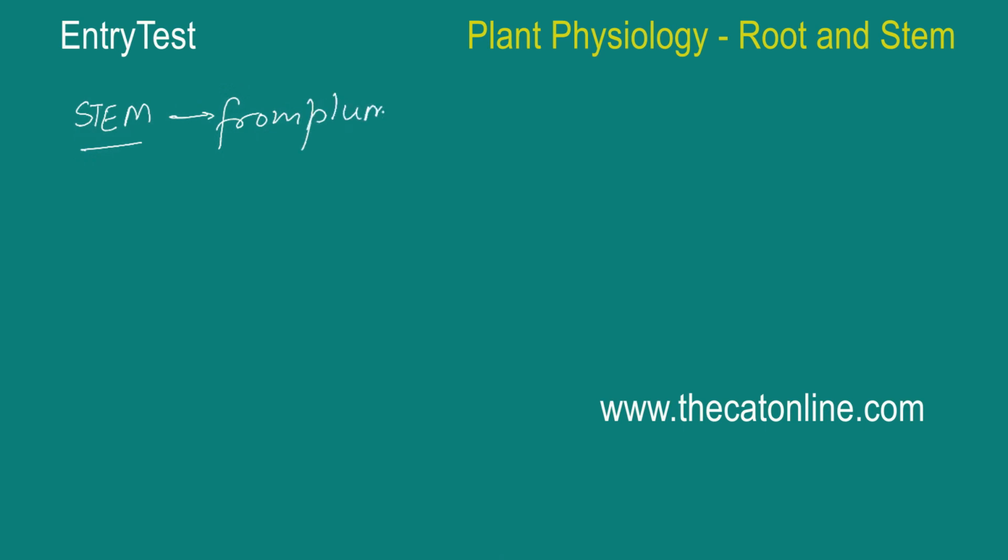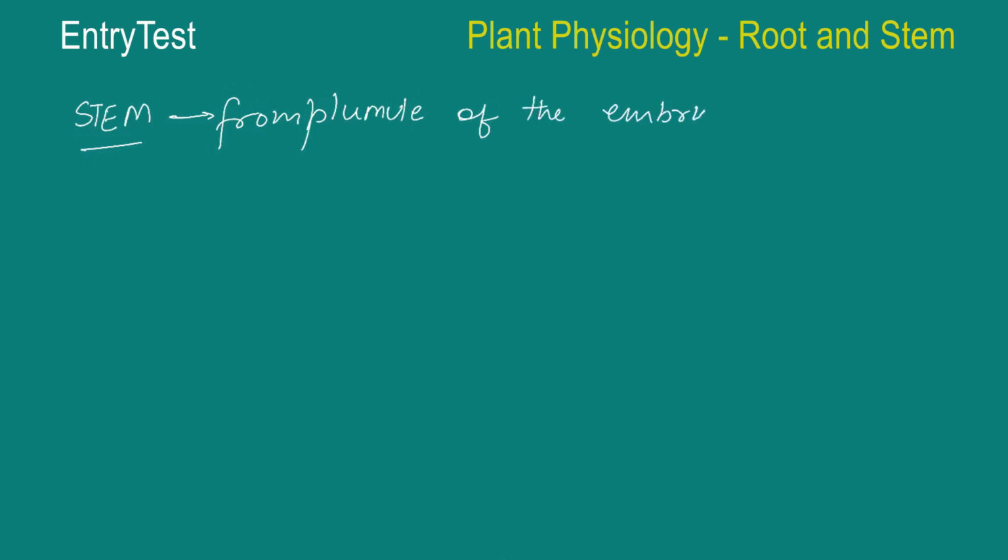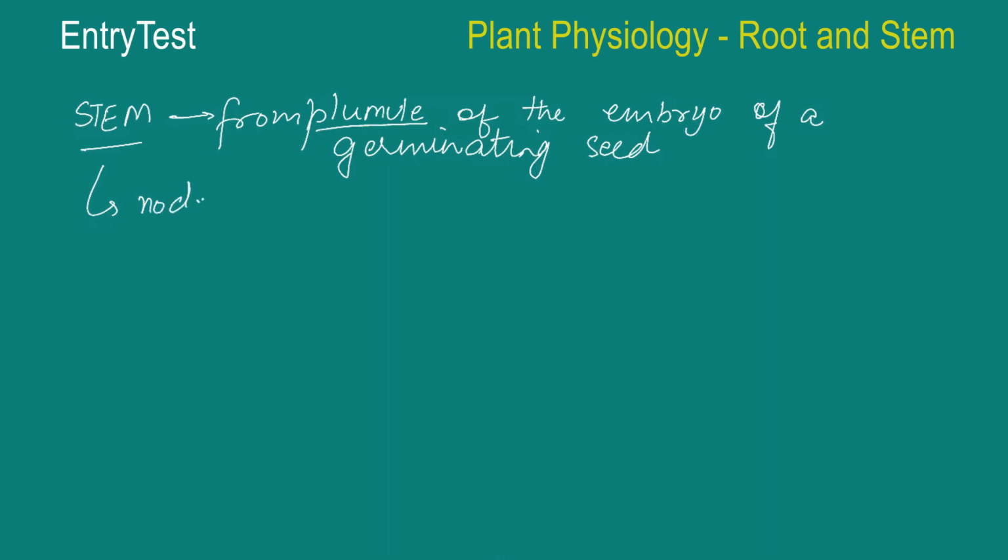from the plumule of the embryo of a germinating seed. So that is how the stem develops. If you remember, the root was developing from the radicle. This develops from the plumule. And the stem has few divisions called nodes and internodes.